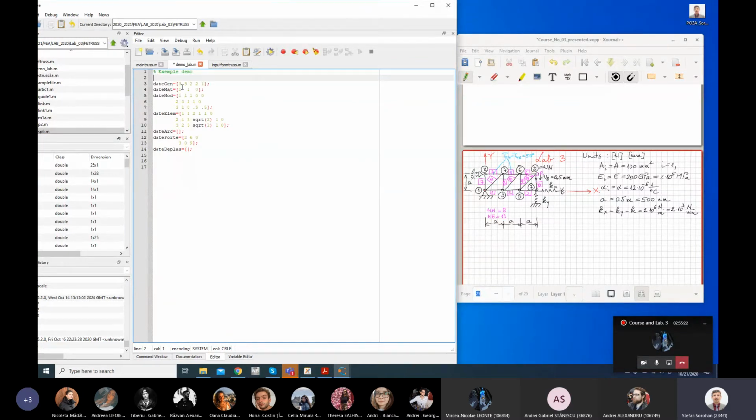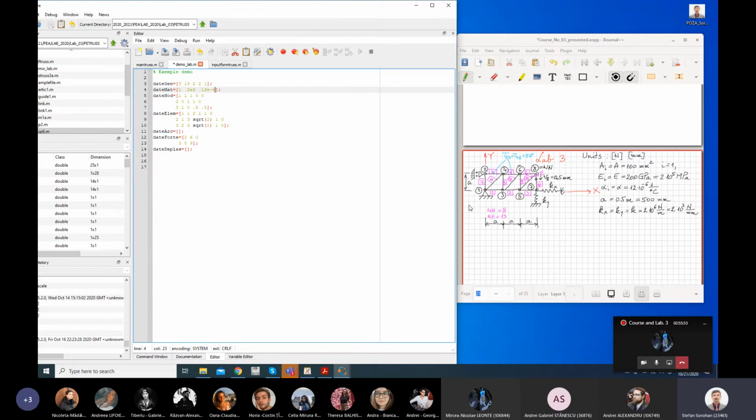So data gen: first number is the total number of nodes. We have 8. Then the total number of elements. We have 13. Then 2 degrees of freedom per node, 2 nodes per element, and a single material in our case. Material number 1: first is Young modulus. Young modulus is 2e5. Thermal expansion coefficient is 12e minus 6.